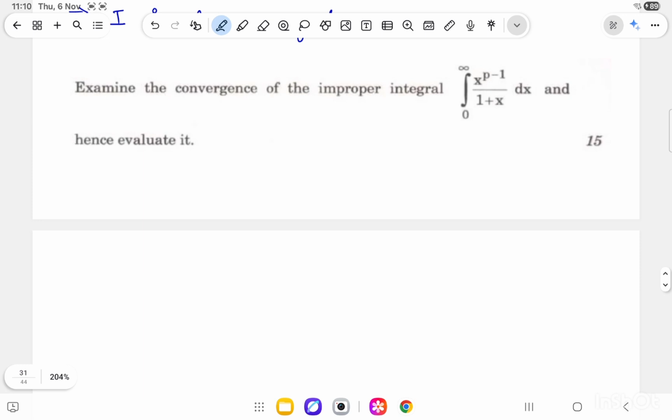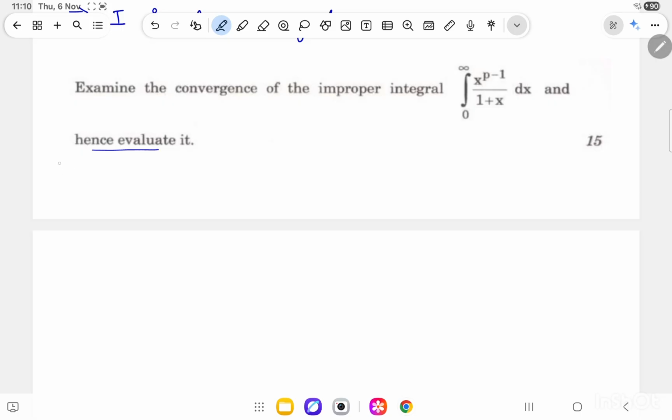So the next question is to check the convergence of the improper integral and hence evaluate it. So in the question they have asked us to evaluate it as well. So now let's see how we can do that. The first step here also should be to find the points of infinite discontinuity that are there.